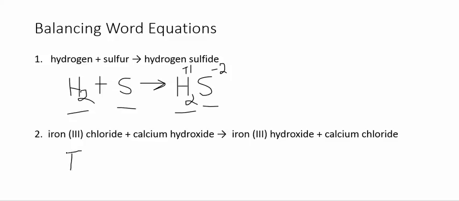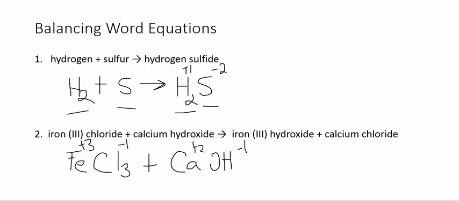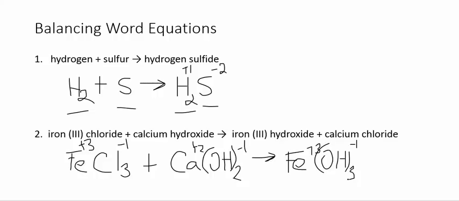Iron 3 chloride, Fe with Cl. Now iron is a +3 here. It says chloride's a -1, so FeCl3, plus calcium hydroxide. Calcium's a +2. Hydroxide is OH with a -1. Cross charges. Product side, iron 3 hydroxide, Fe +3 with OH -1. So Fe(OH)3 plus calcium chloride. Calcium's a +2, chlorine's a -1.